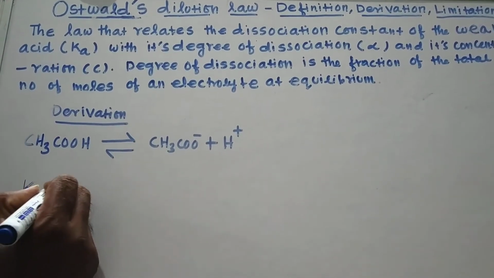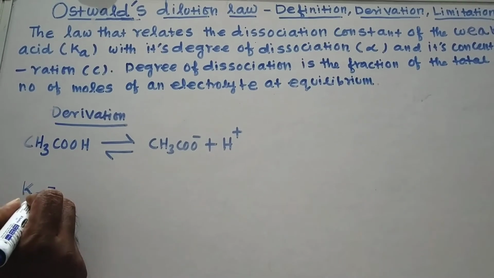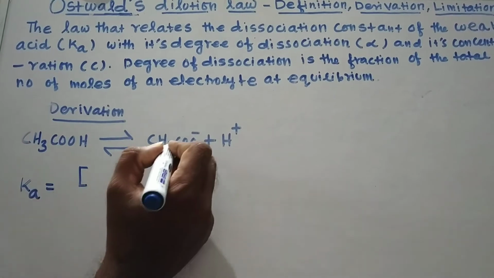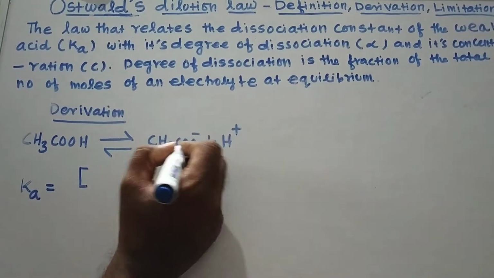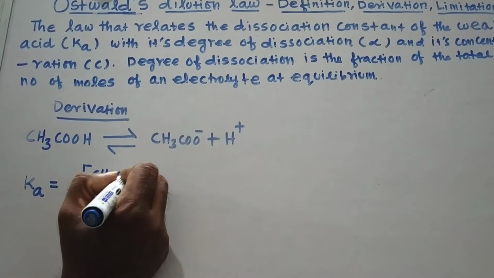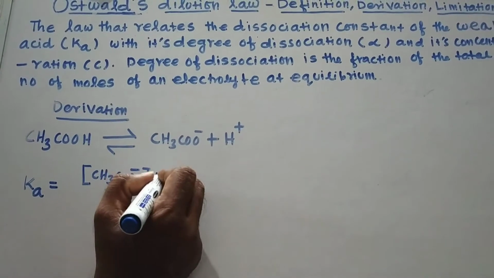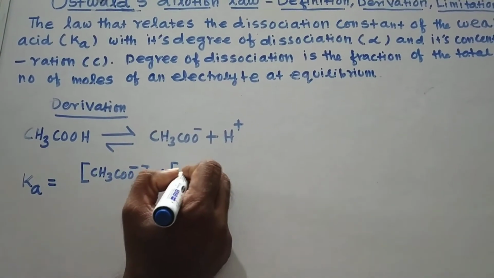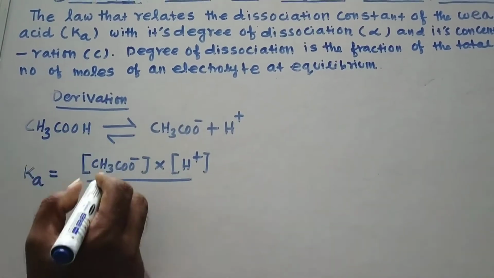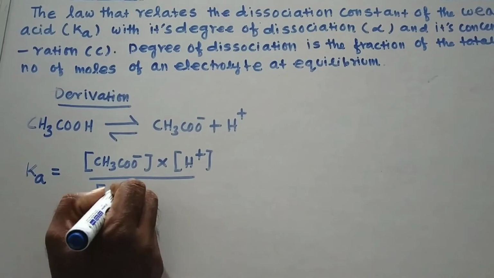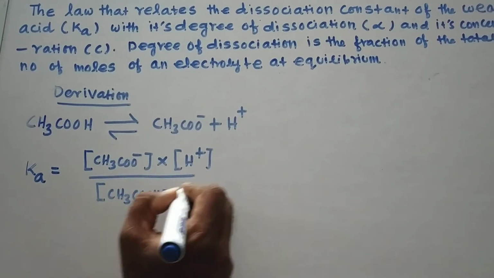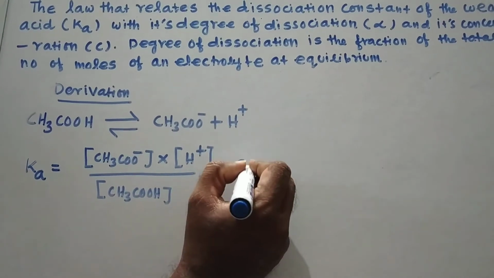Now we are going to write the dissociation constant Ka for this reaction. For the Ka, let us consider the products first of all, the acetate ion. Concentration of acetate ion CH3COO minus into concentration of H plus ion divided by concentration of the acetic acid CH3COOH. Okay, this is equation number 1.